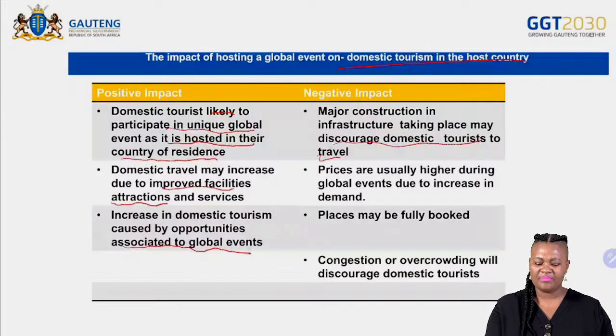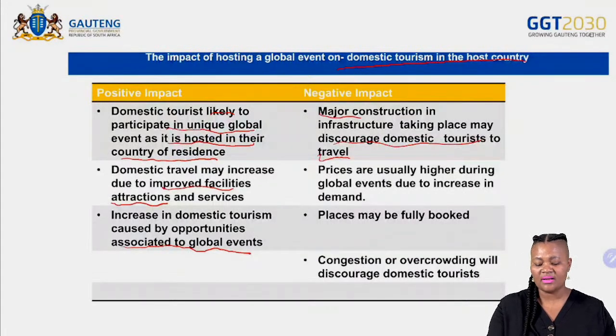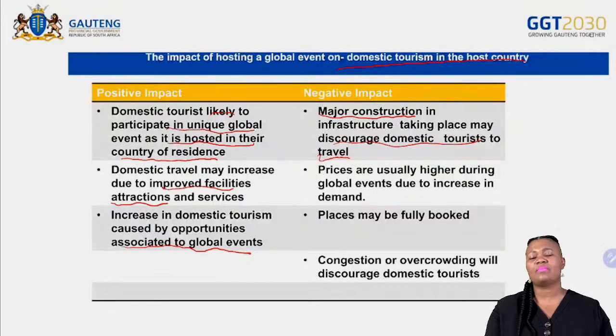And then the negative impact: major construction in infrastructure taking place may discourage domestic tourists to travel, meaning that while we are preparing for the events, you might find that there's major construction. Remember, in the previous slide, we spoke about how global events need specialized facilities or infrastructure. So those would need construction, and while there's construction, domestic tourists might be discouraged to travel because there would be a lot of traffic, closure of routes and so on, or certain facilities or attractions would be closed down for upgrading, and that would lead to a drop in domestic tourism.